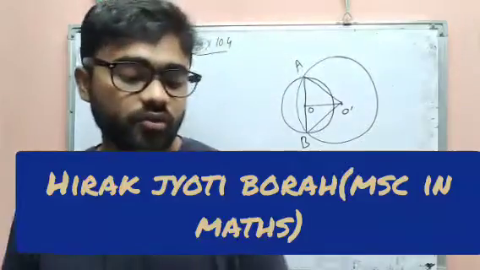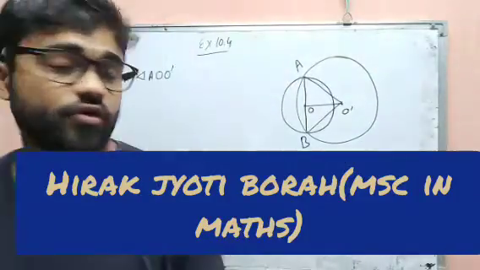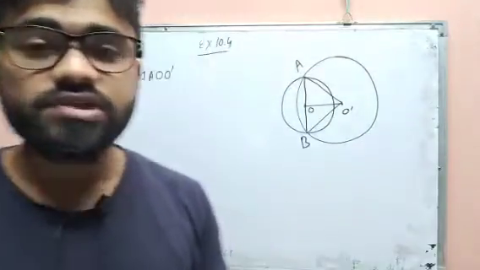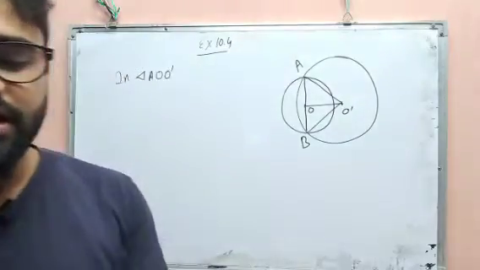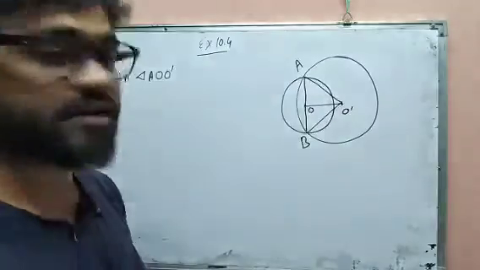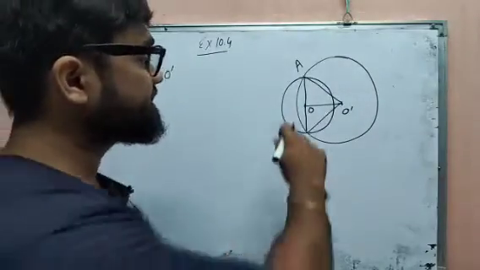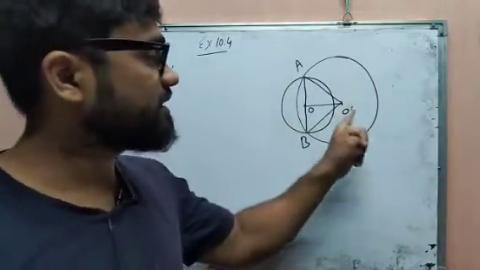Okay, dear student, now we are going to discuss exercise 10.4. Question number 1. Two circles of radii 5 cm and 3 cm intersect at 2 points and the distance between their centers is 4 cm. That is, there are two circles, the small circle with center O and the large circle having the center O dash.